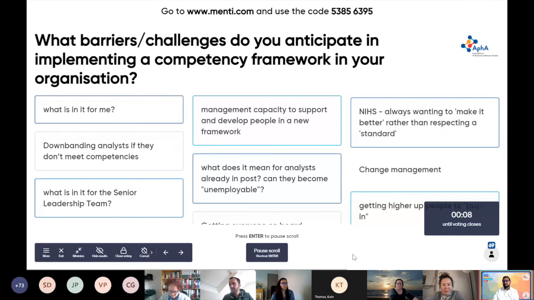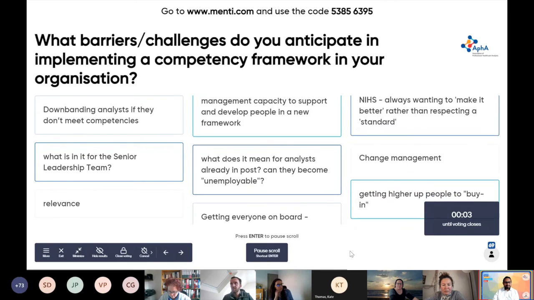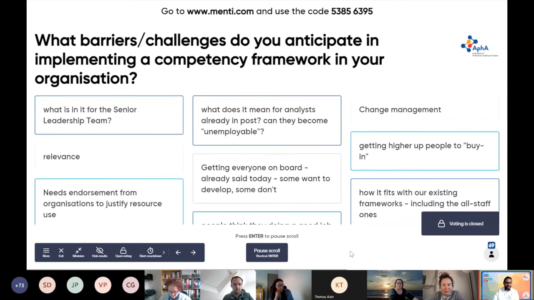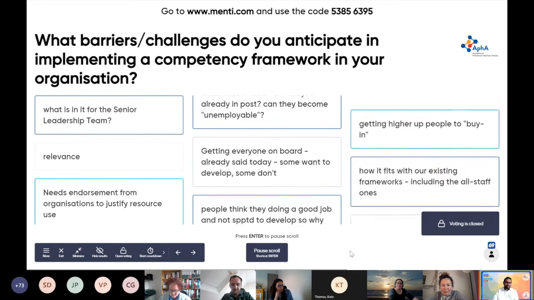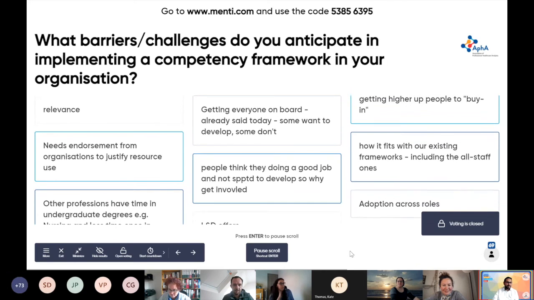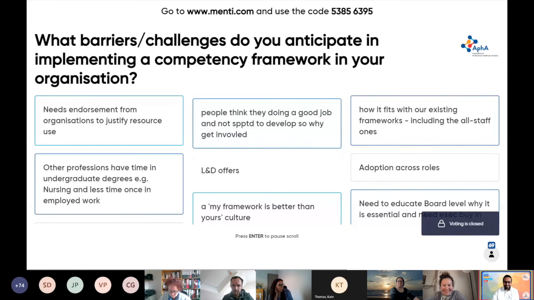What is in it for the senior leadership team? My comment would be, what's not in it for the senior leadership team? How will an organization survive without an analytical function? Maybe they don't realize that, and we need to do more to make them realize that. Sarah, you're smiling.